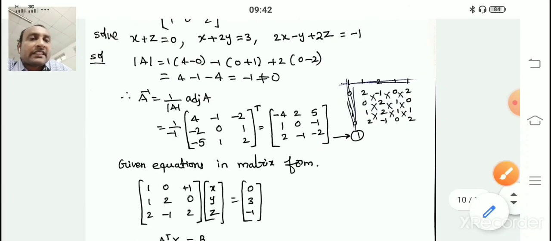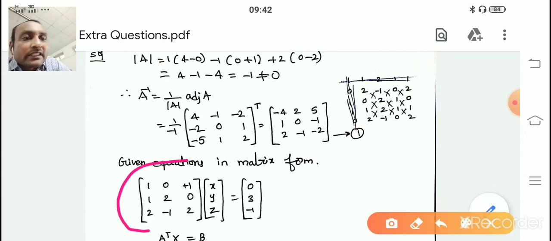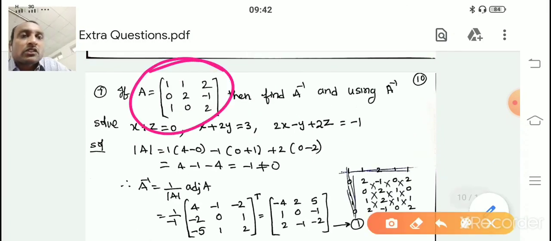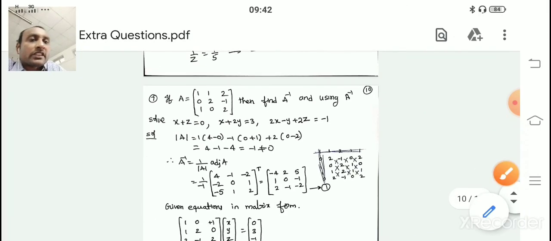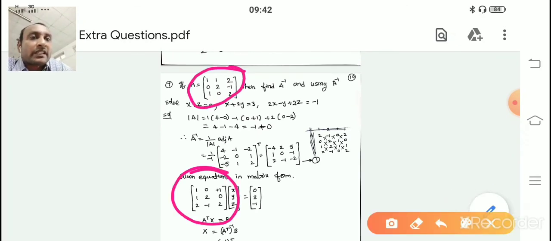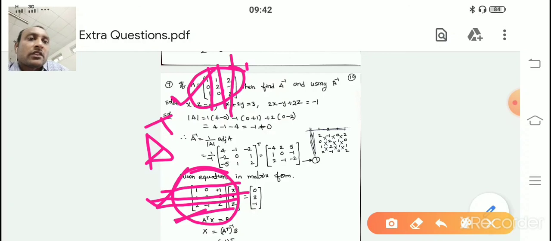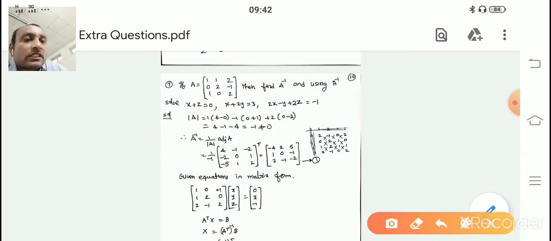Okay. After finding the A inverse, the equations are given in matrix form. Now see, the coefficient matrix we wrote here will not match with this matrix. Those two will not match. If you carefully notice, this matrix and this matrix are not matching directly, but the transpose of this matrix is this. That means A transpose is here. See, 1 0 1 column, 1 0 1 row. 1 2 0 column, 1 2 0 row. 2 minus 1 2, 2 minus 1 2. Hope you understood. That means here A transpose is there.